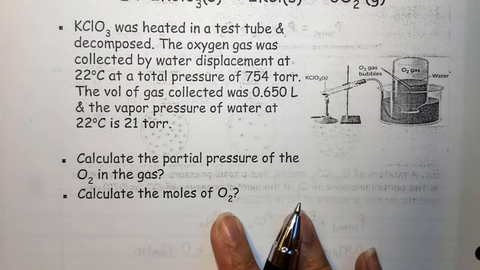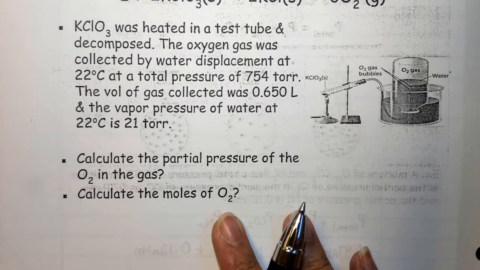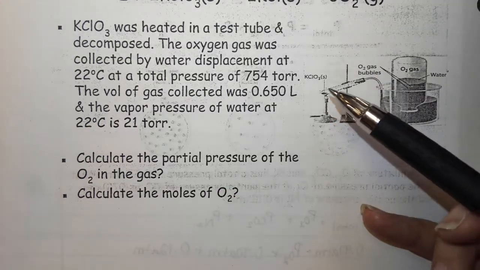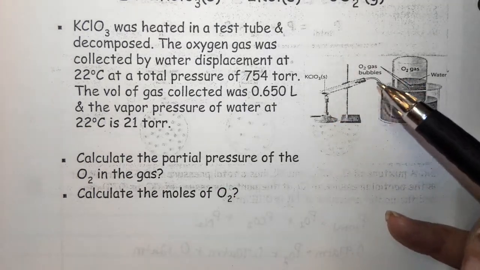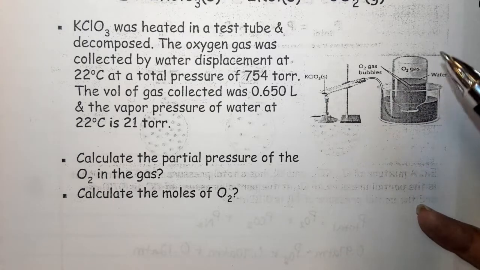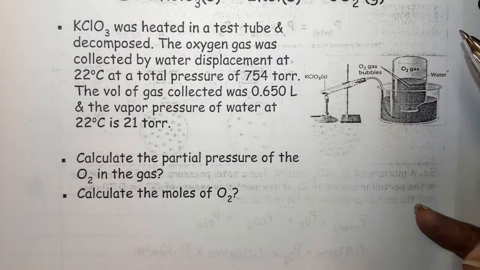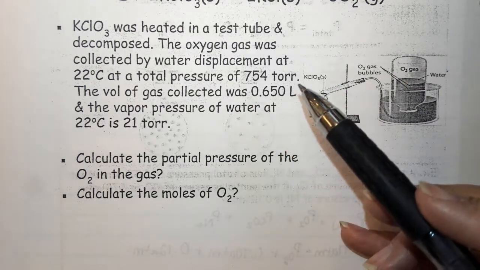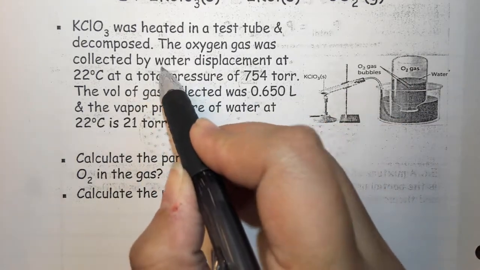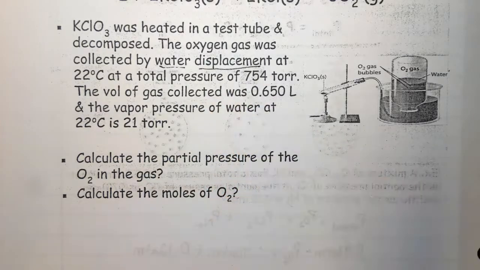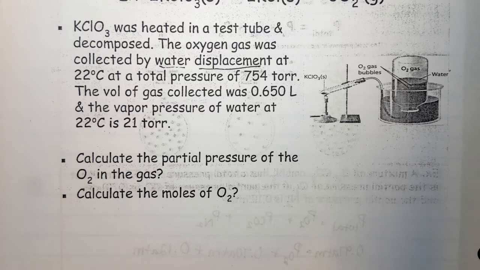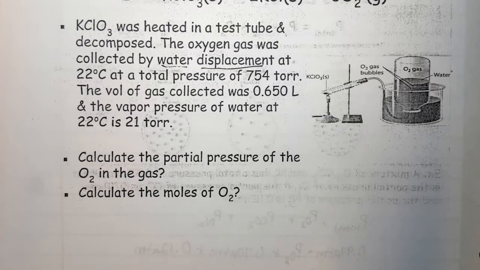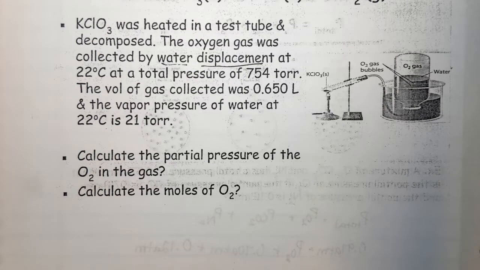Okay, so we have KClO3 heated in a test tube and decomposed. The oxygen gas was collected by water displacement at 22 degrees Celsius at a total pressure of 750 torr. As soon as you see that it was collected by water displacement, it most likely includes water vapor. Okay, the volume of gas collected was 0.650 liters and the vapor pressure of water at 22 degrees Celsius has a pressure of 21 torr.